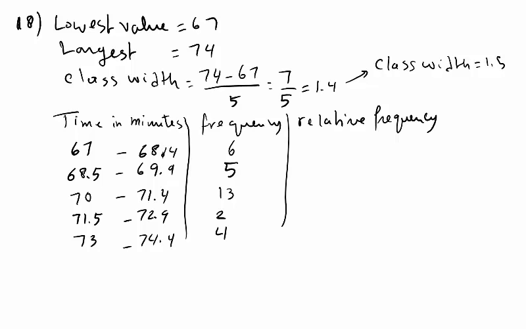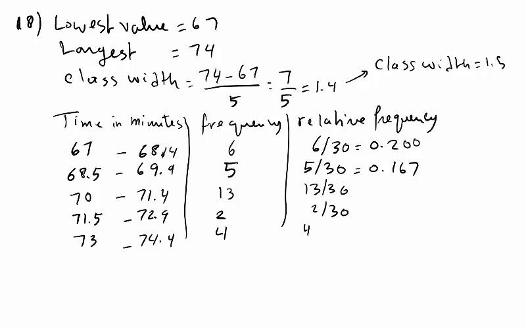Now, how do you find the relative frequency? The relative frequency, you just take the 6 and divide it by 30, which is the total. And this is going to be 0.2. But since he said he wants 3 decimal places, we'll just give him 3 decimal places. And then you do the same for the remaining numbers. For example, for 5 over 30 will be 0.167, and the next one will be 13 over 30, 2 over 30, and the last one is 4 over 30. This is how we do number 18.